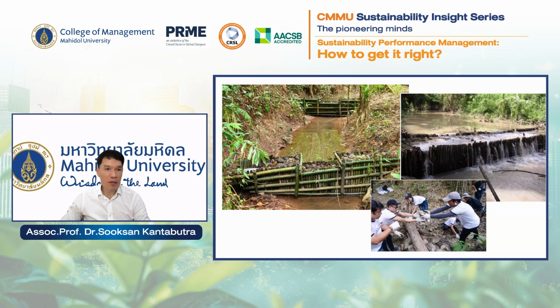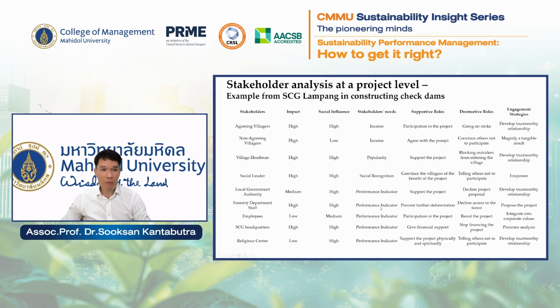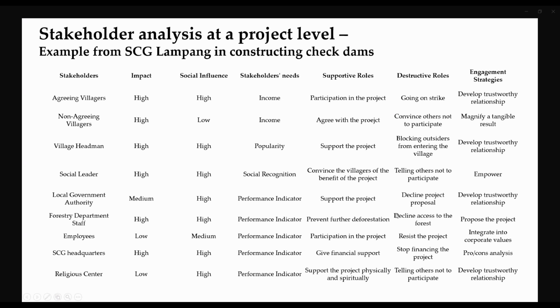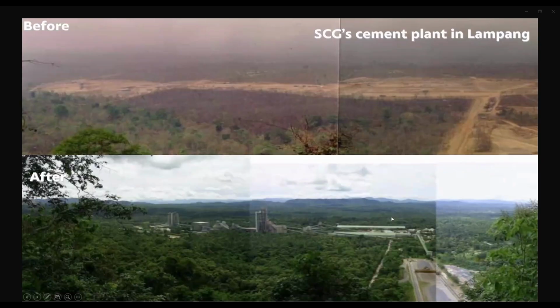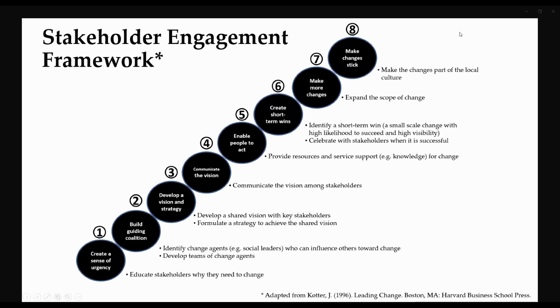The people involved in building these check dams are the community people, of course, because they are one of the stakeholders, the employees, and even society, whoever wants to help and do this CSR project. So before they started the project, they identified who the stakeholders were, what their impact and social influence were, what their needs were, what their supportive and constructive roles were, and how to engage with them. This is called the engagement strategy. This is what they did, as I derived from my study, and they did all this before they went into the community.